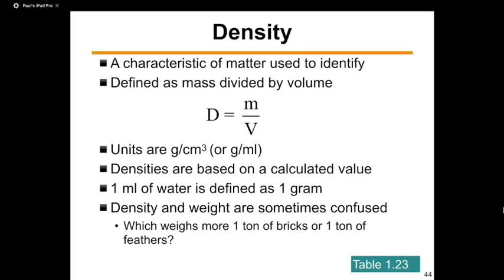And so here's the problem. Sometimes we don't reference density directly. So what weighs more? A ton of bricks or a ton of feathers? They weigh exactly the same. But when you think about bricks and you think about feathers, which one has more volume? You have to have a boatload of feathers to get up to a ton. How many bricks do you really need to get to a ton?